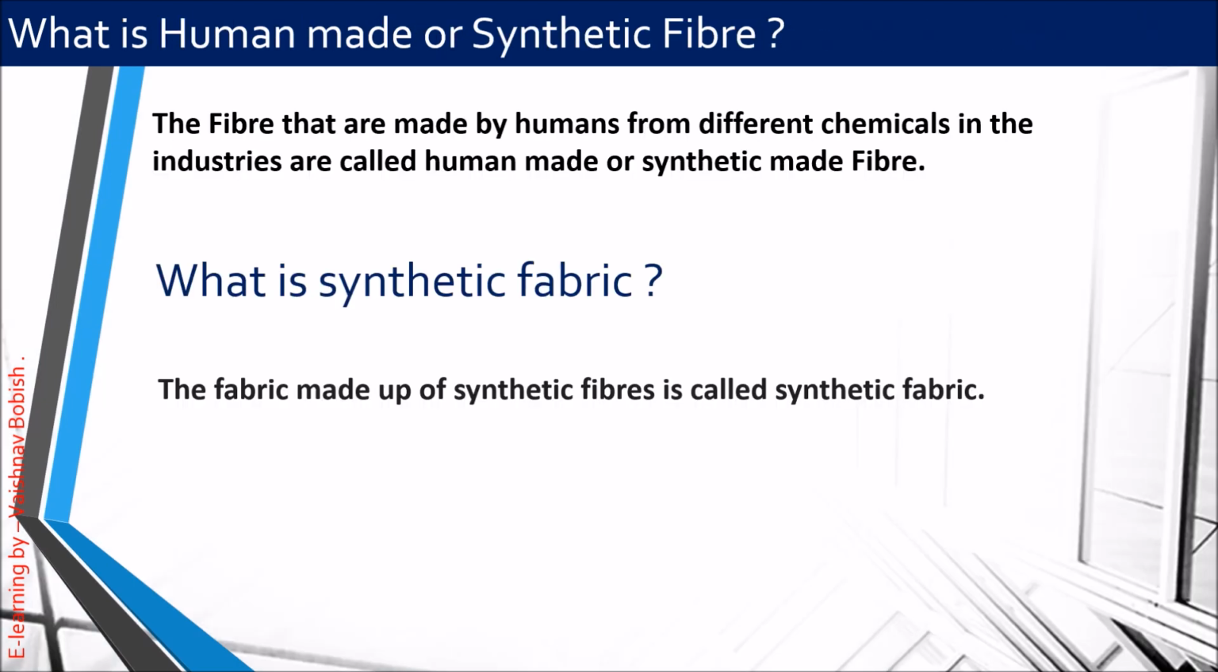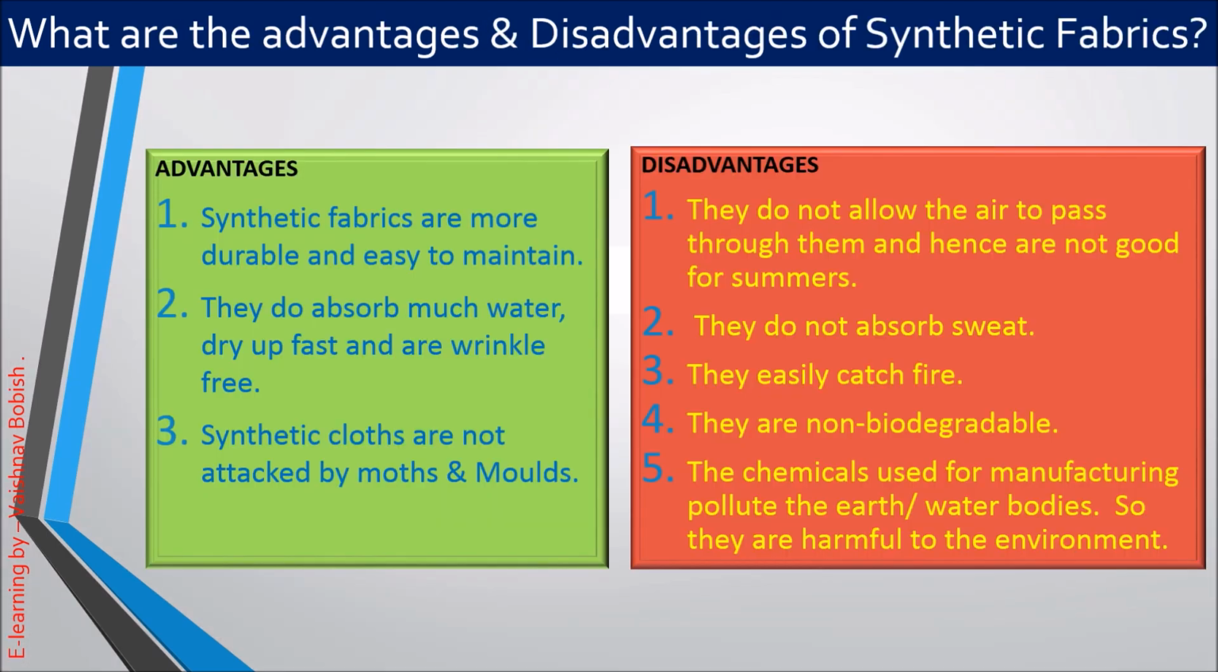What is human-made or synthetic fiber? The fibers that are made by humans from different chemicals in the industries are called human-made or synthetic fibers. What is synthetic fabric? The fabric made up of synthetic fibers is called synthetic fabric. What are the advantages and disadvantages of synthetic fabrics?